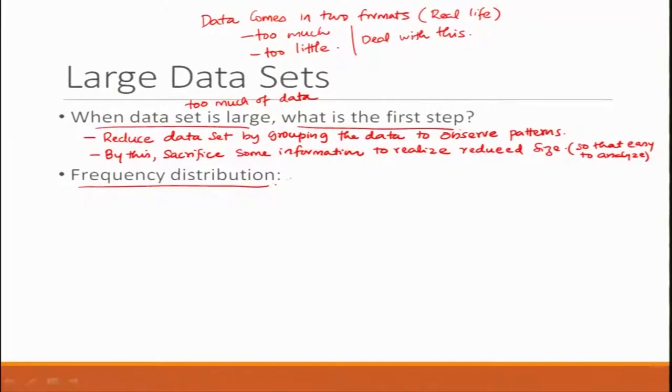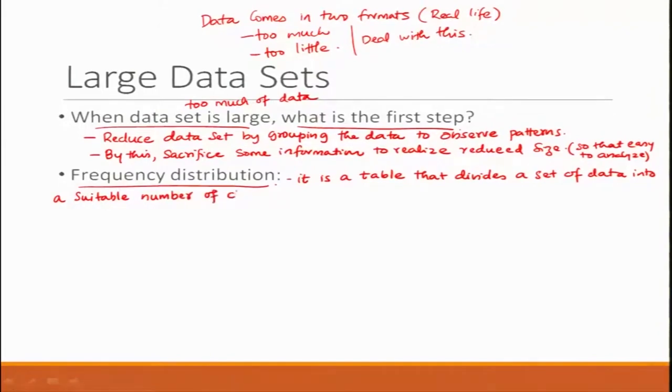So one such tool we talk about is the frequency distribution. And what is a frequency distribution? It is a table, a tabular form that divides a set of data into a suitable number of classes, also showing the number of items belonging to each class.